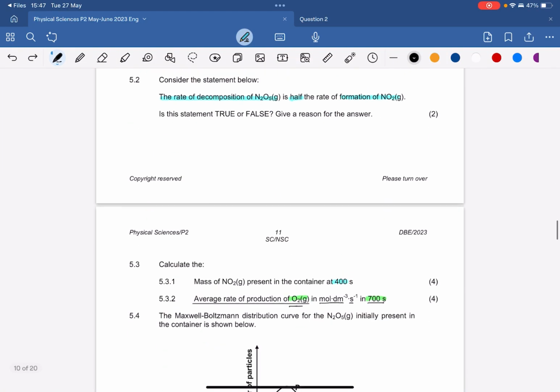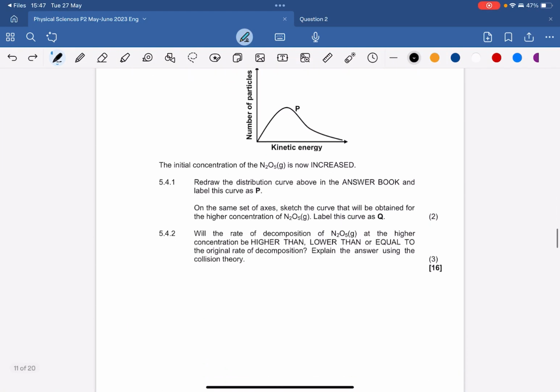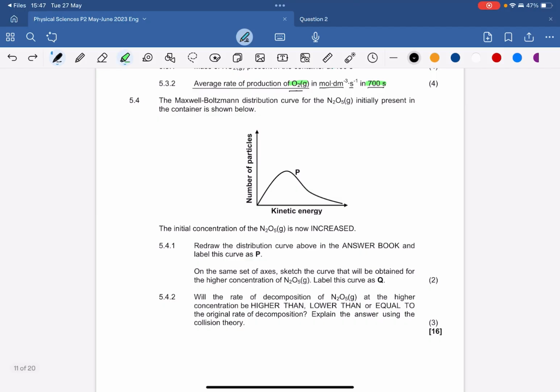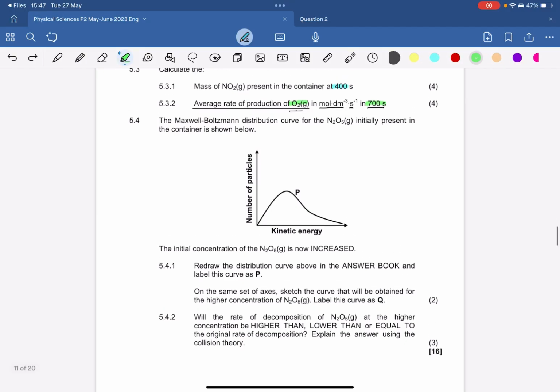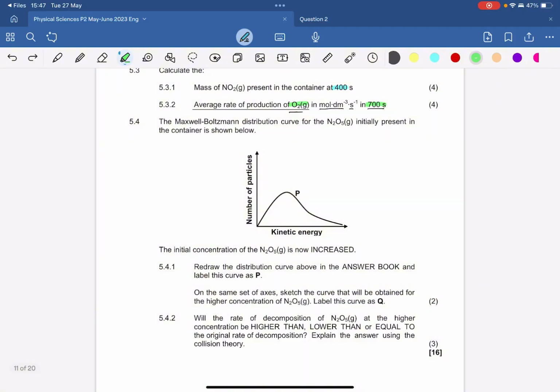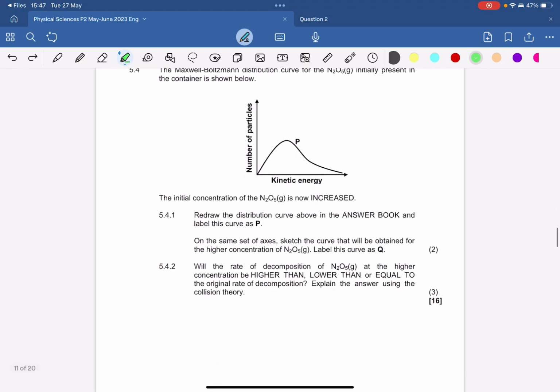Wonderful. Let's look at the next question. So the next question is the Maxwell-Boltzmann distribution curve for N2O5 gas initially present in the container is shown below. So we've got number of particles versus kinetic energy. So that's the graph. So that's the initial graph of P.